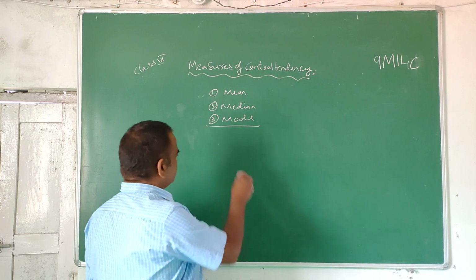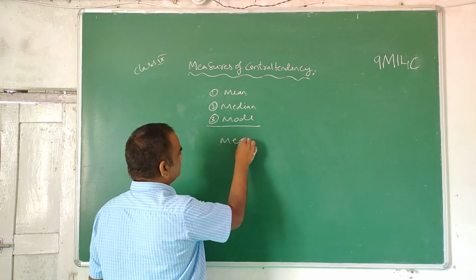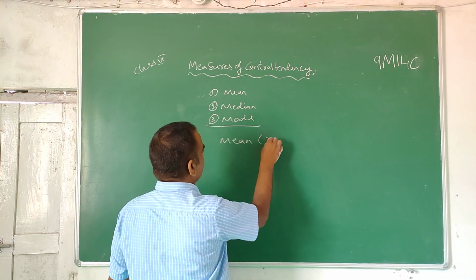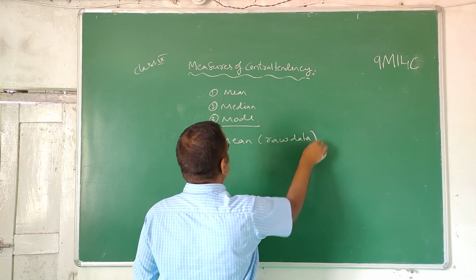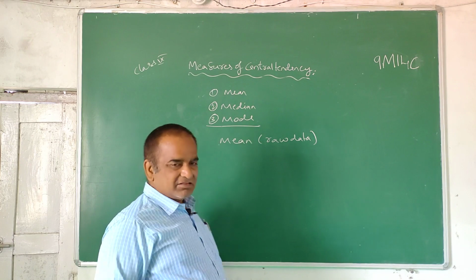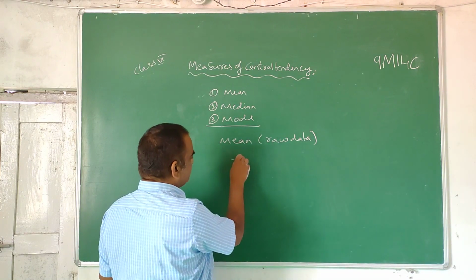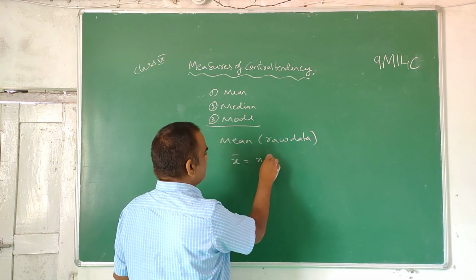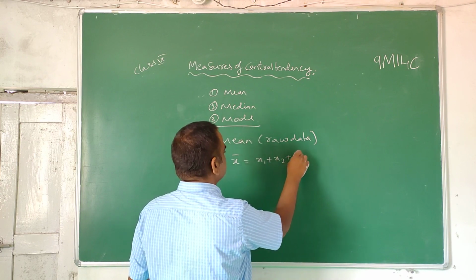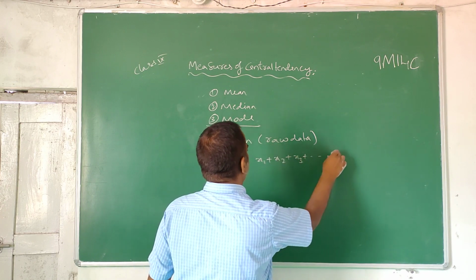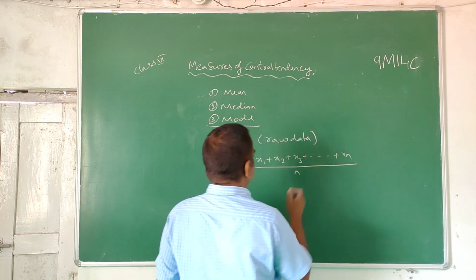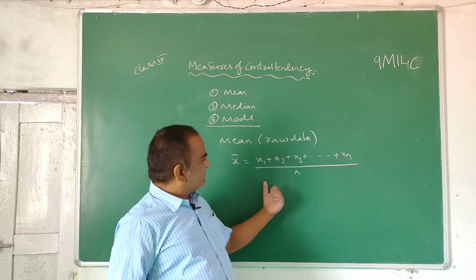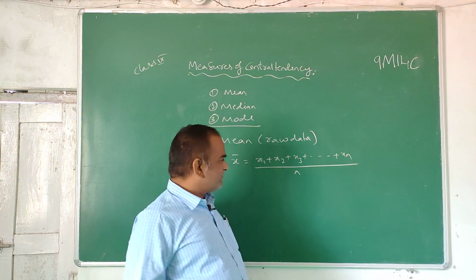Now first we discuss mean. Mean for raw data. Mean for raw data is denoted by x bar, which is the sum of observations divided by the number of observations. This is the formula for mean when raw data is available.